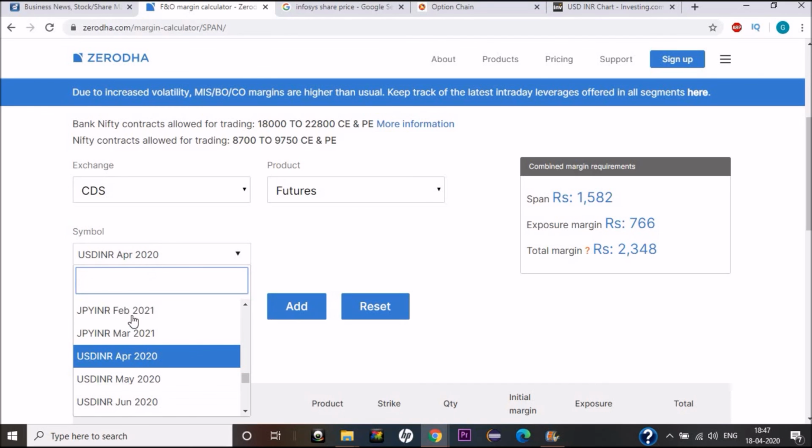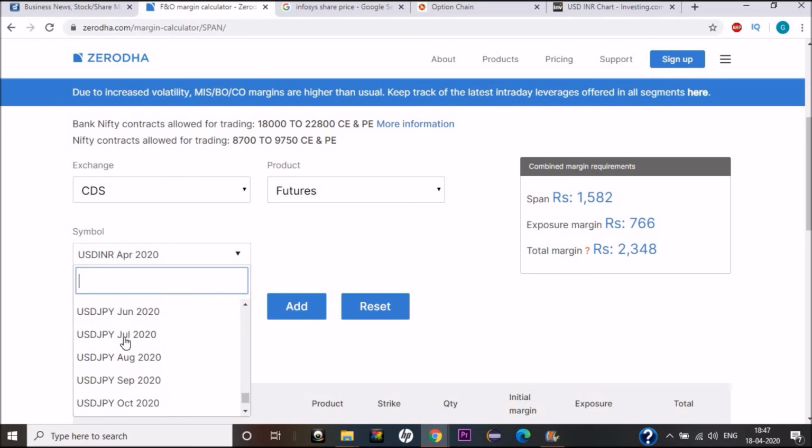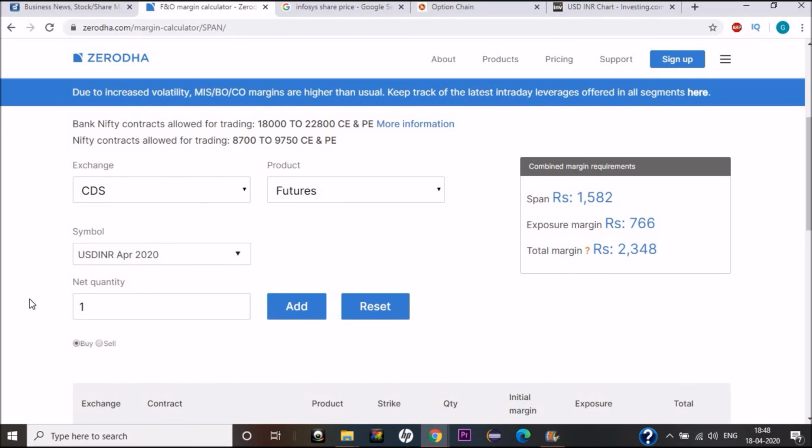There are a lot of currency pairs. You have USD INR, JPY INR, Euro INR, and various other stuff. I think there are 6 to 7 currency pairs which India allows you to trade. It may differ in other countries. Let's say if you are trading in the US, then you have 10 to 15 currency pairs you can trade in. It depends on the broker as well, with which broker you are trading.